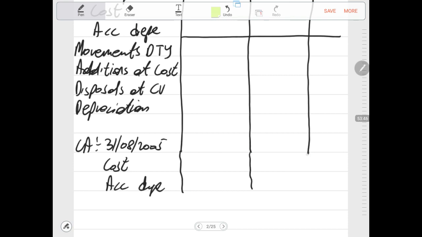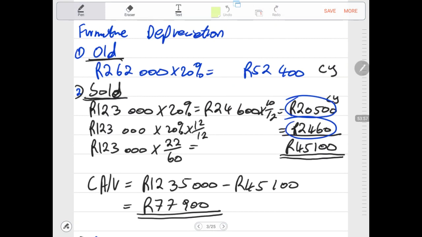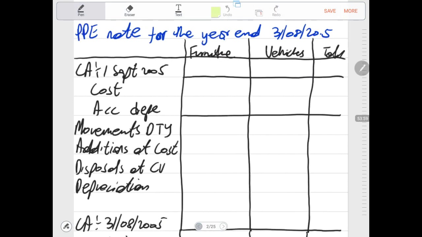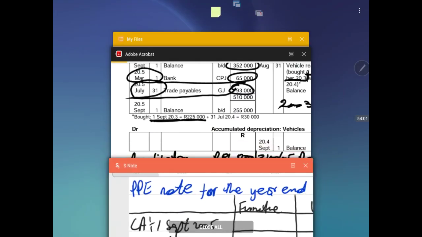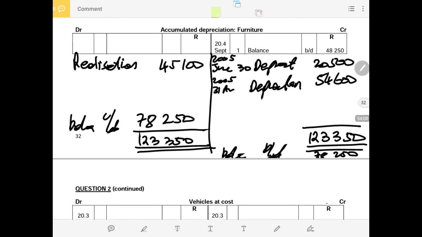I'm just trying to be as quick as possible in terms of writing. Writing is not as important to me as explaining. Now, the minute the skeleton is done, everything is done. What do we do now? We go straight to what we have done already, and we say how much is the cost of the furniture at the beginning of the year. We go to the furniture.